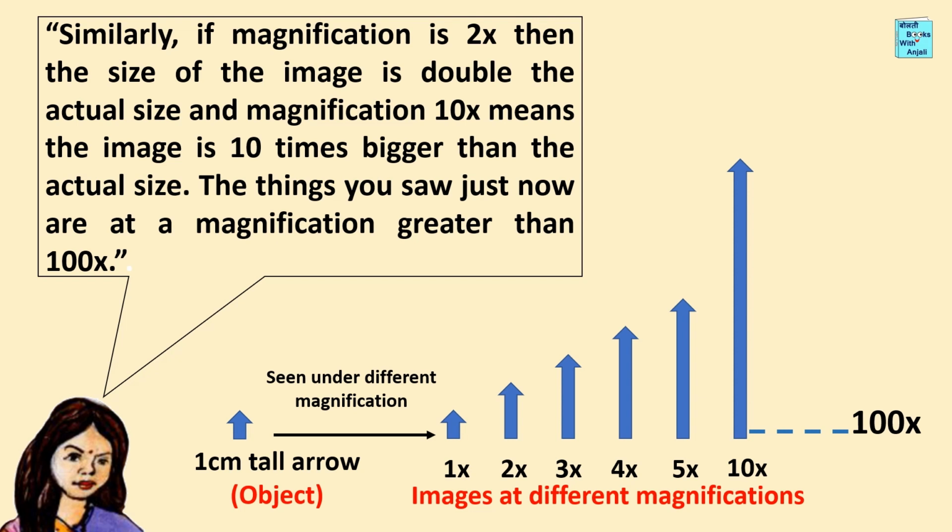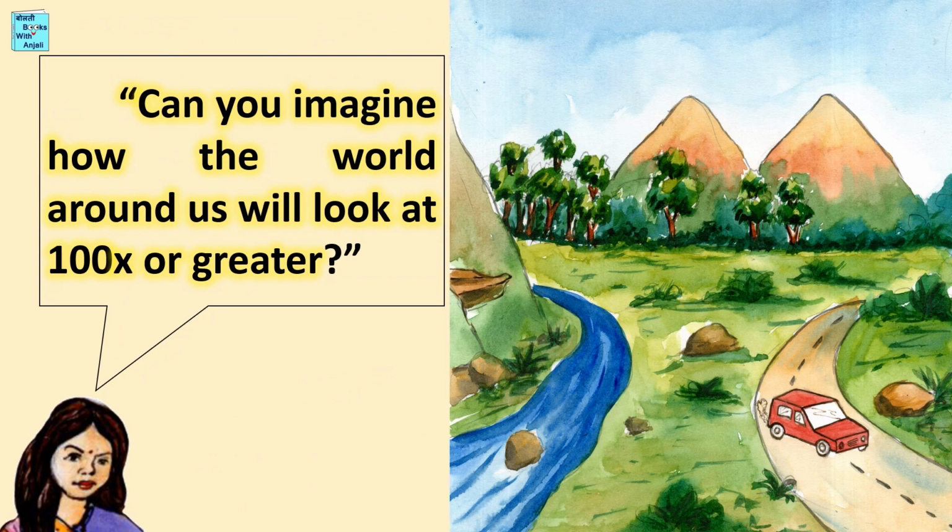The things you saw just now are at magnifications greater than 100x. Can you imagine how the world around us will look at 100x or greater?